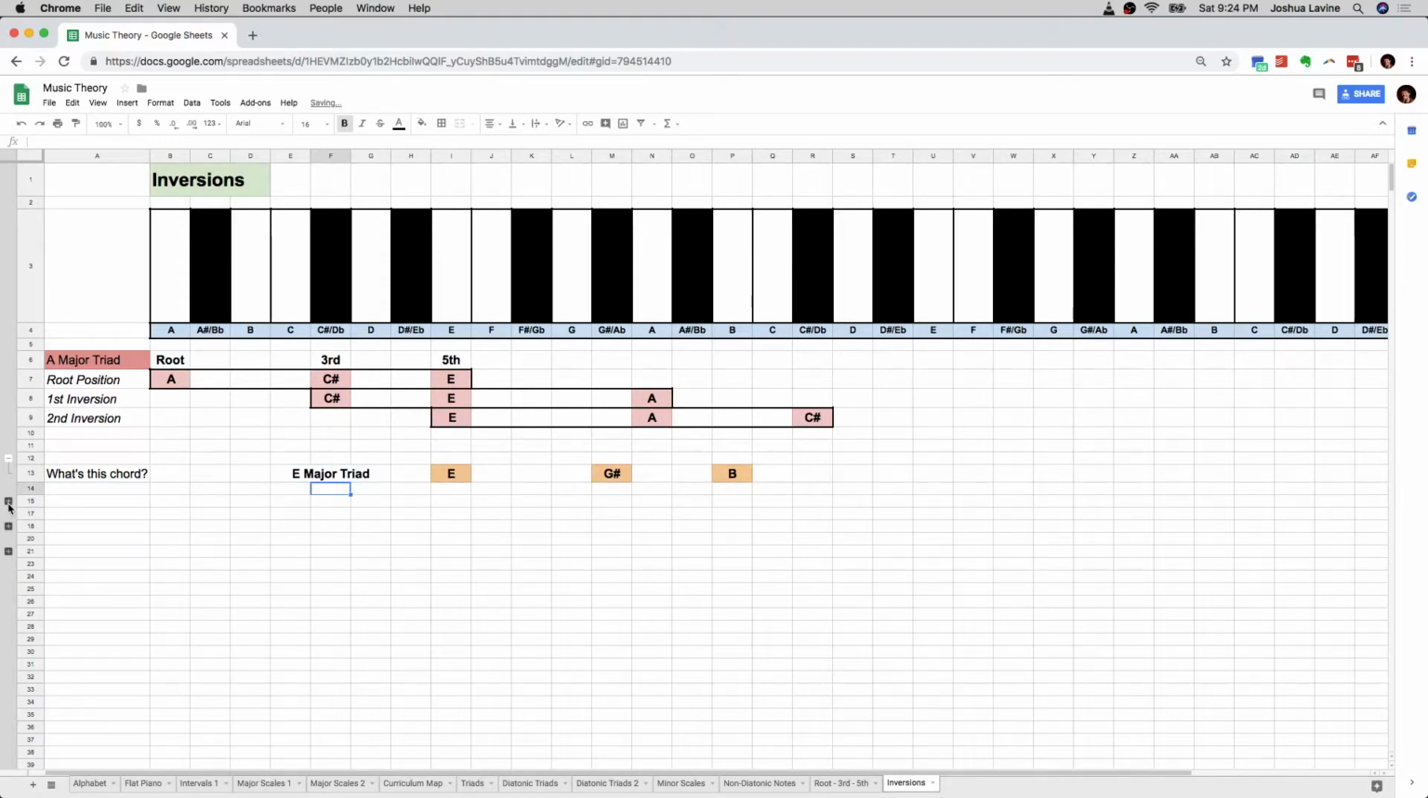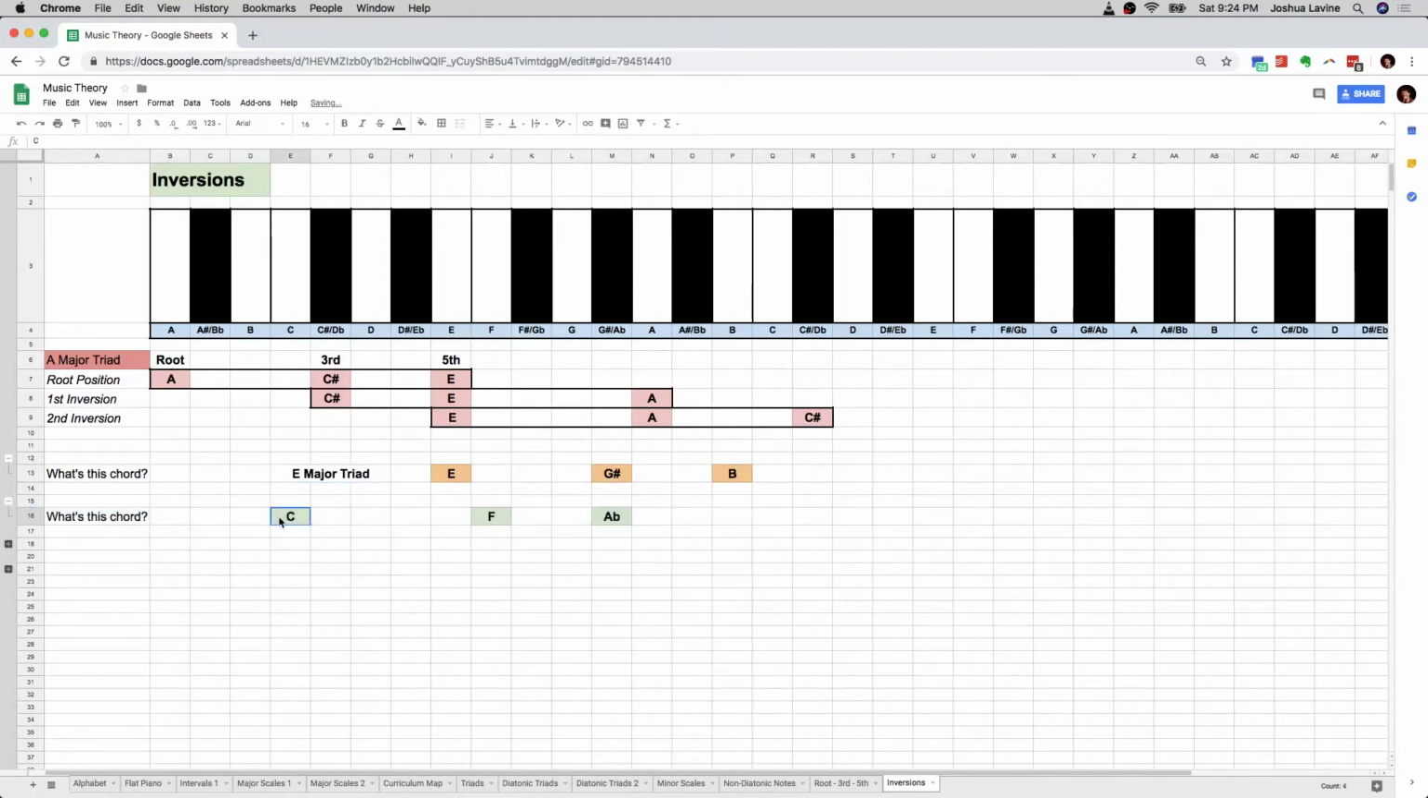All right, let's do another example. What's this chord? C, F, A flat. All right, well, if I take this C and I move it over to this position, then all of a sudden I realize that, well, from here to here is a minor third, from here to here is a major third. That's a minor triad. That's F minor.